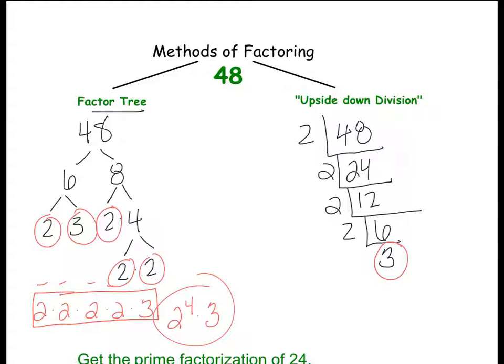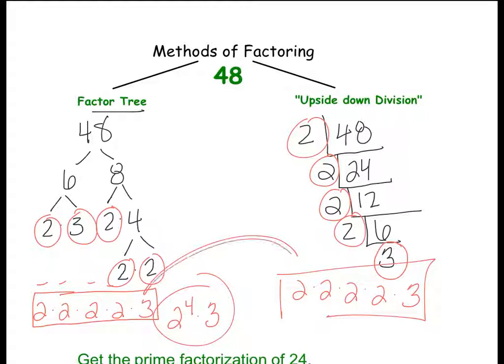My prime factorization is all the numbers along the side of the upside down division boxes and the very last one. So it's 2 times 2 times 2 times 2 times 3. Notice I got the exact same answer in both places. It's just 2 different ways to do it. You've got to decide which way you're most comfortable with.